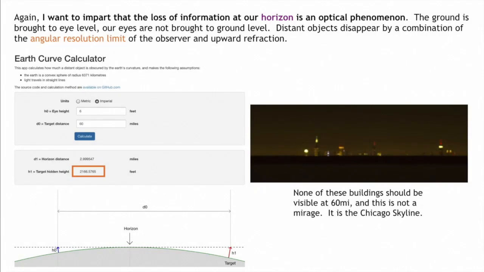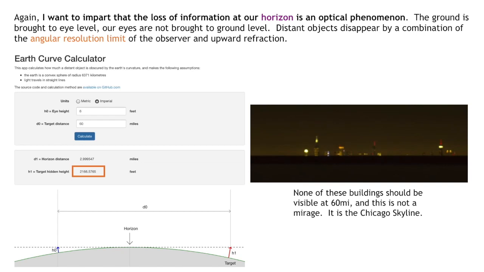So again, the explanation is that you're seeing Fata Morgana, or multiple stacks of unstable inverted imagery. Again, I want to impart that the loss of information at our horizon is an optical phenomenon. The ground is brought to eye level. Our eyes are not brought to ground level. Distant objects disappear by a combination of the angular resolution limit of the observer and upward refraction.